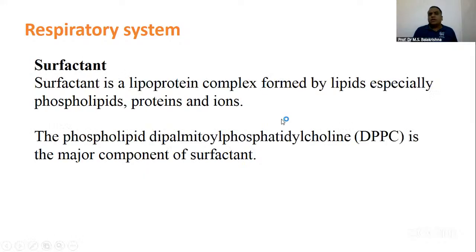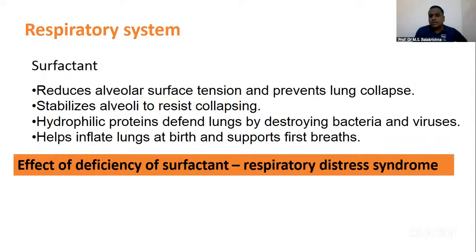Now, what is surfactant? Okay, it decreases surface tension, but what is it? It is a lipoprotein complex. It is formed of lipids, phospholipids, proteins, and ions. This composition is also asked, and four options will be given. The phospholipid dipalmitoyl phosphatidylcholine, DPPC, is an MCQ. It's a major component of surfactant. So please learn that.